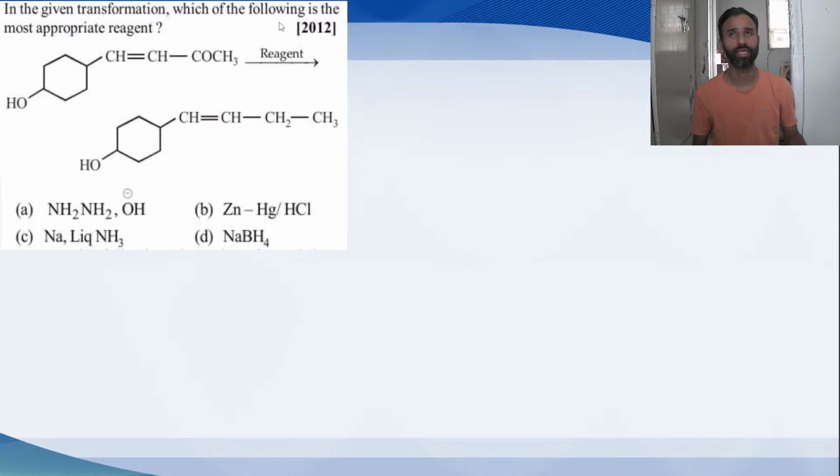Okay, in the given transformation, which of the following is the most appropriate reagent? See, the double bond remains as such. COCH3 is converted into CH2CH3. That means it may be Clemmensen or Wolff-Kishner. But at the same time, it has OH, an acid sensitive group. So zinc amalgam cannot be used. So we use NH2NH2 and OH negative, which means Wolff-Kishner reduction. A is the right option.